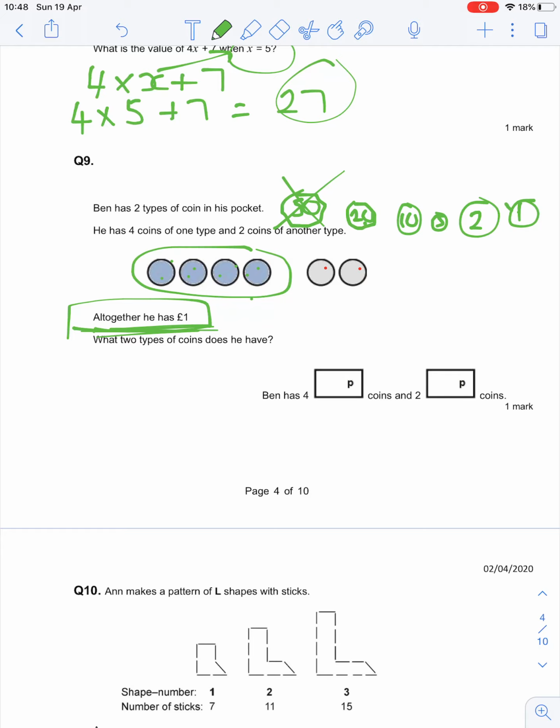Could it be 20 pence? Let's try 20 pence. If each of those was 20 pence, he would have 4 lots of 20 pence, which would be 80 pence. So that's conceivable. That could be right. If that was right, what would these two be? Well, they need to add up to 20. So each of those could be 10 pence, couldn't they?